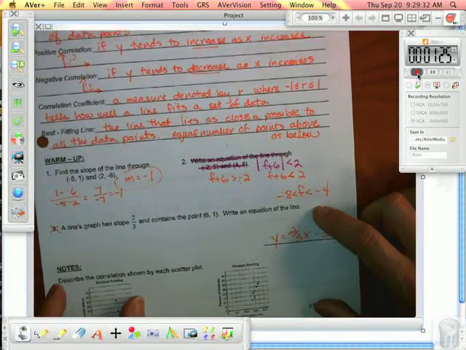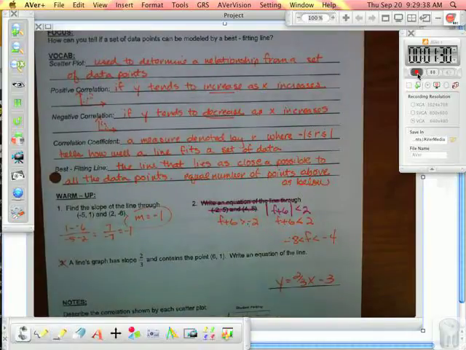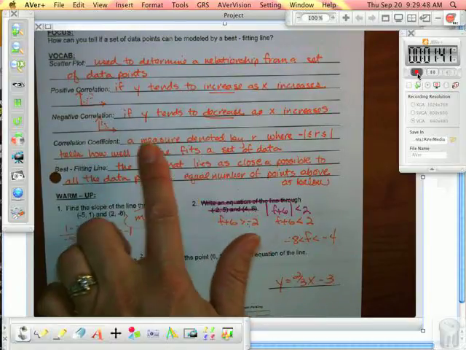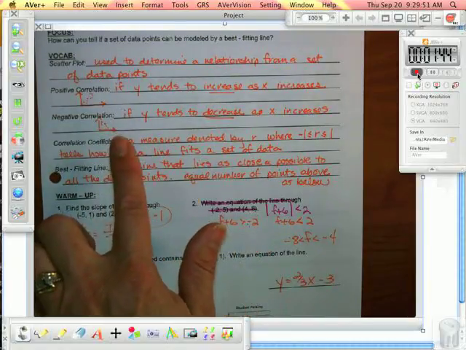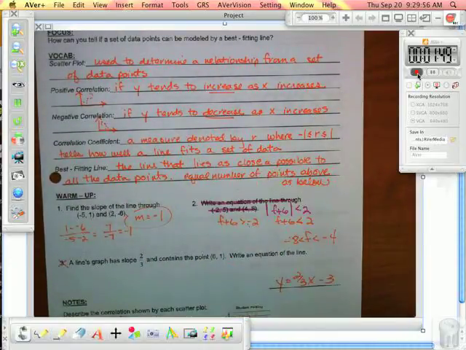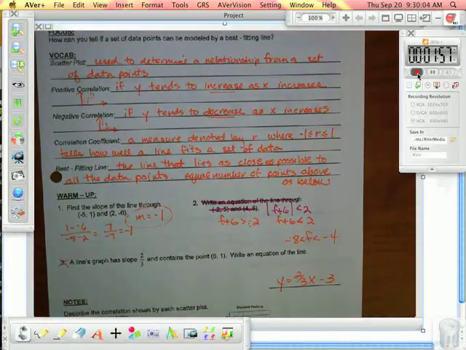Okay, let's review the vocab real quick. A scatter plot. We're going to do scatter plots pretty much on the calculator today. Used to determine a relationship from a set of data points. Positive, you remember positive correlation? If it tends to go up as x increases, y increases. If y tends to decrease as x increases, it's a negative. Correlation, we're going to look at R. I'll show you what that is. And a best fitting line is the line that lies as close as possible to all the data points. It's an equal number of points above and below. Do you guys remember this stuff at all? Yeah. Sort of? Okay. Let's look.